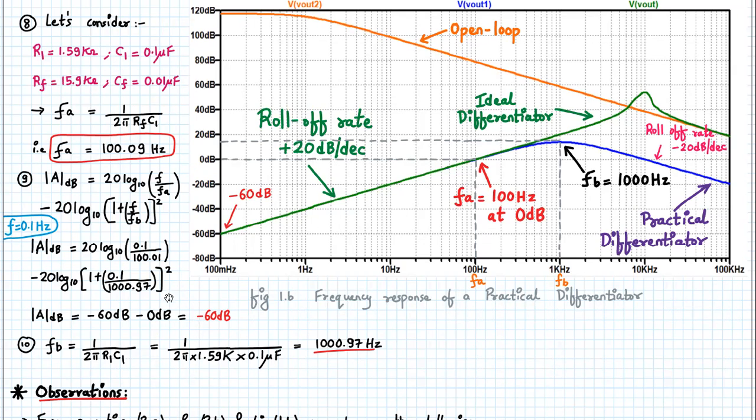So f over here is 0.1 hertz, and the gain is 20 log to the base 10 f upon fa minus 20 log to the base 10 1 plus f upon fb the whole square. This is the formula. We substitute the values of f, fa and fb. Fb is from point number 10, which is given by 1 upon 2 pi R1 into C1, which if you work out in a calculator will be close to 1000.97 hertz.